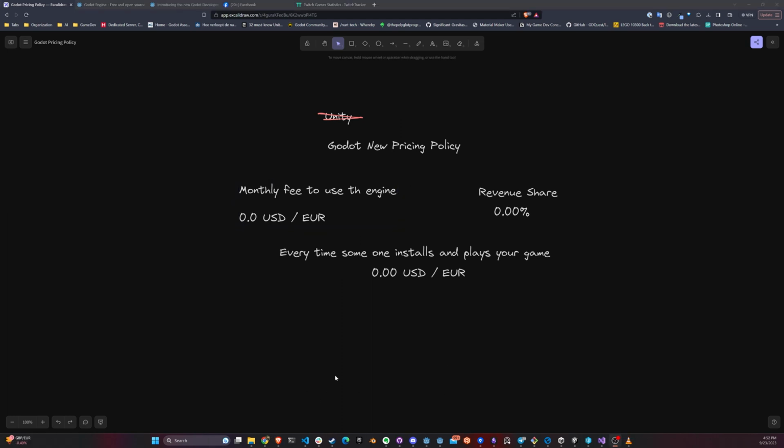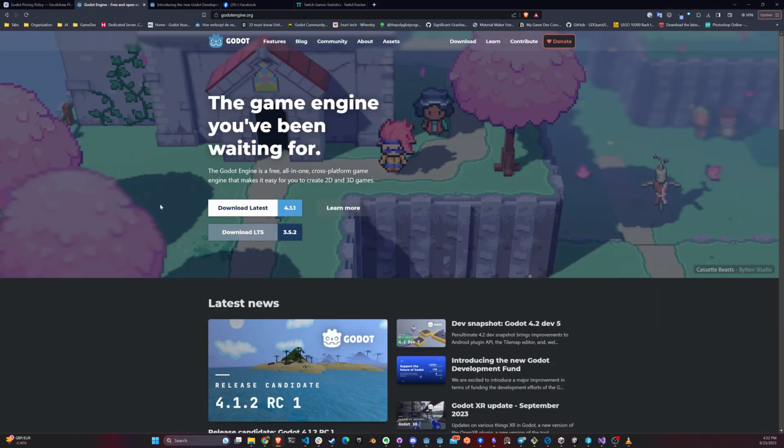But jokes aside, guys, the Godot engine is actually free and open source. You do not have to pay anything to use it, to download it. It's open source under the MIT license. You can check the license on their GitHub.